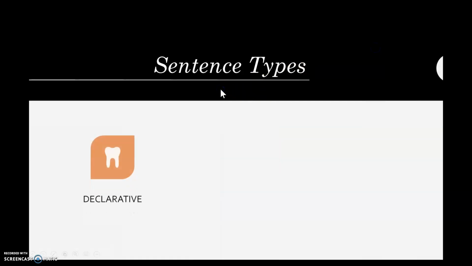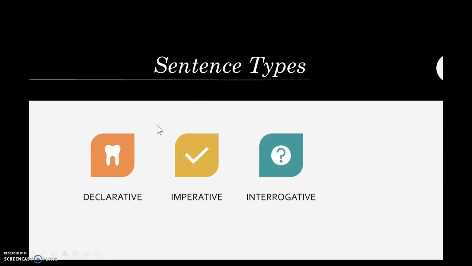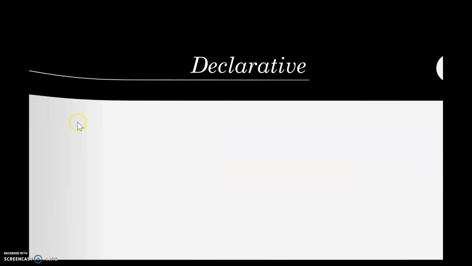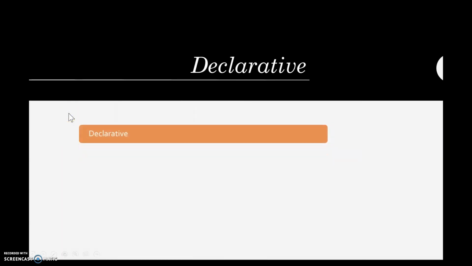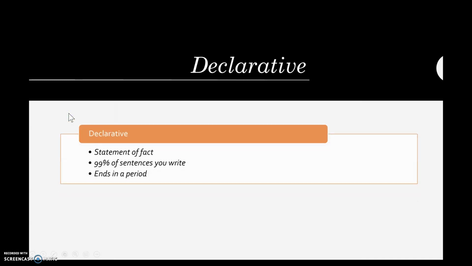So there are 4 types of sentences, and types of sentences are generally categorized by purpose and by punctuation. So you have a declarative sentence, an imperative sentence, an interrogative sentence, and an exclamatory sentence. The declarative sentence is 90% of the sentences you'll write. It's a statement of fact. It ends in a period.